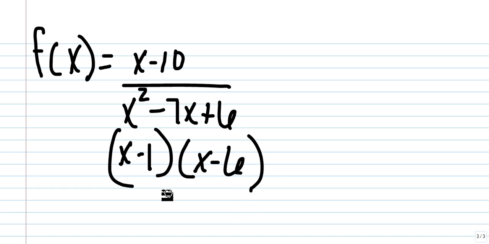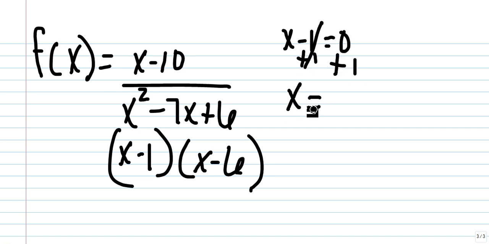Now we have two possible values for x. So once again, you can set these equal to 0 and solve. So I have x minus 1 equals 0. Add 1 to both sides. So x cannot be 1. That's your first hot button. And your second hot button, that's what I like to call it.